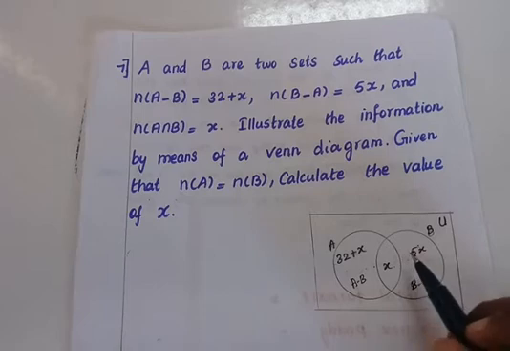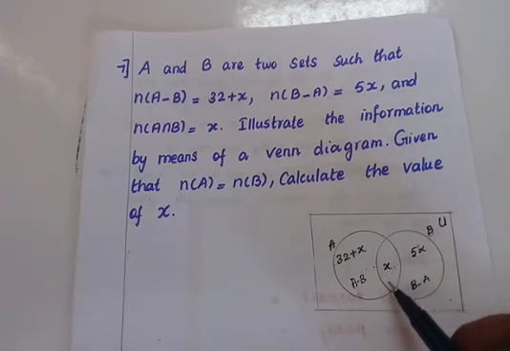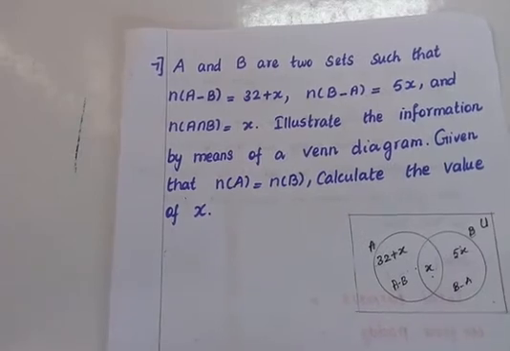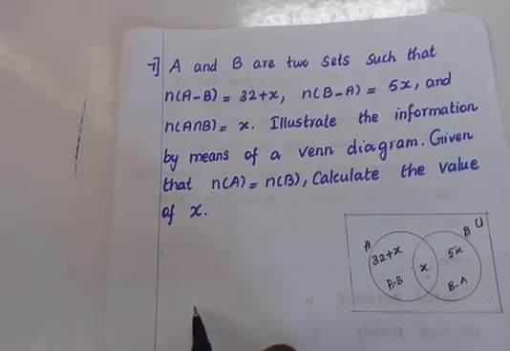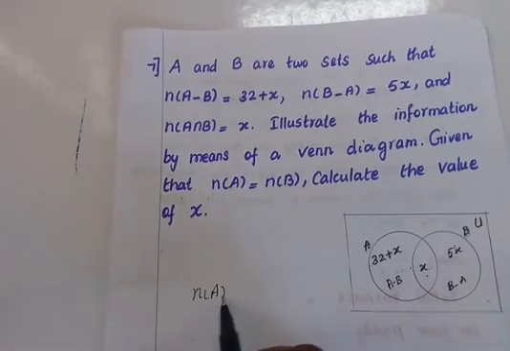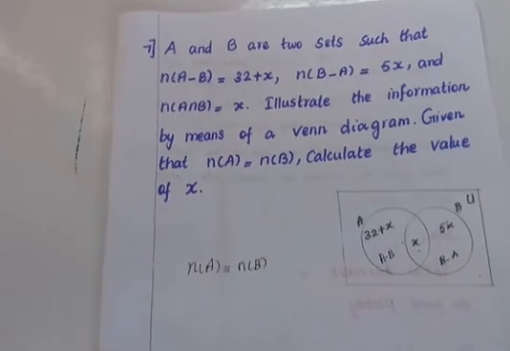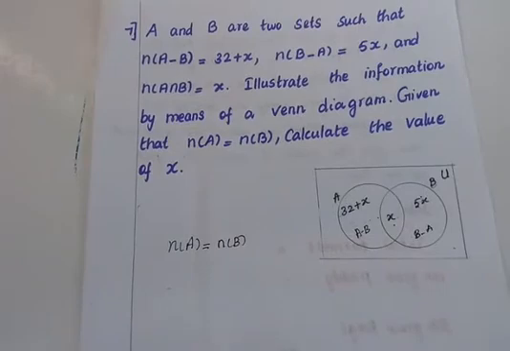and n(A ∩ B). The A intersection B portion is this portion. So given that n(A ∩ B) = x, and given n(A) = n(B). From this you find the value of x.